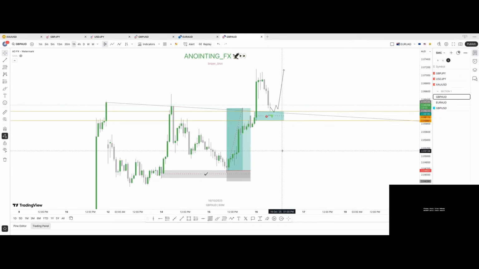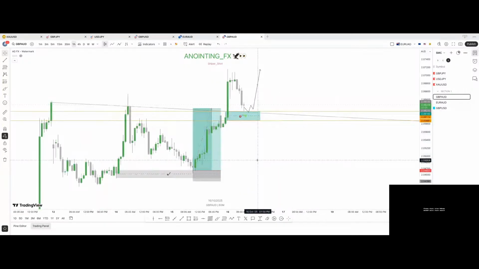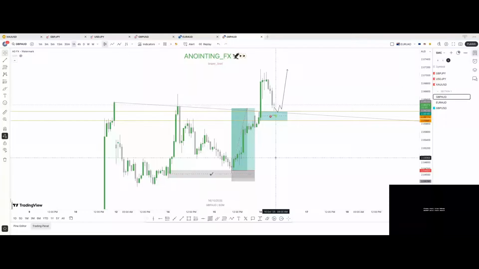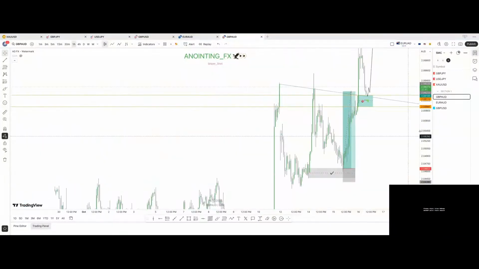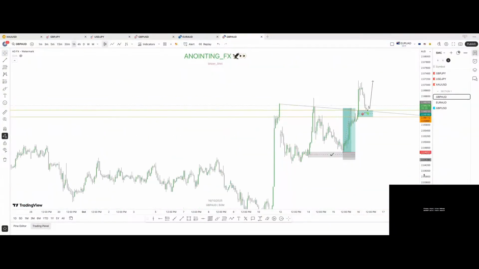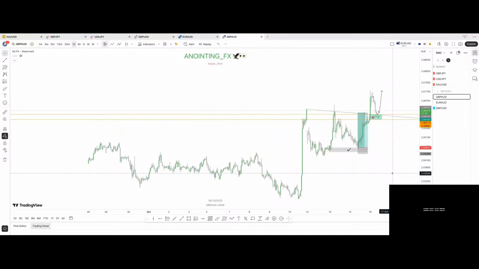Okay, so good morning, guys. This is the pair I've been looking at this particular morning. GBP AUD. So yesterday I shared a buy setup on this one. Okay, so let's look at what made me take this trade.